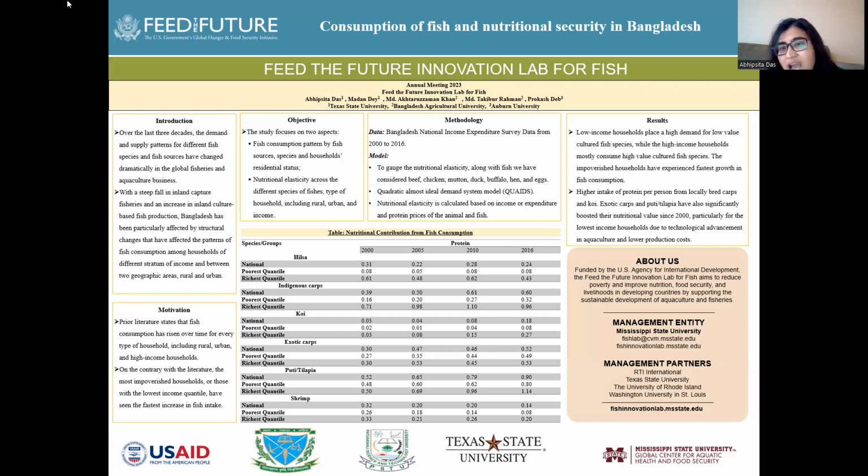We also see that there has been a higher intake of protein per person from locally bred carps and koi, and the exotic carps and tutti and tilapia species have also significantly boosted their nutritional value since 2000. What is the reason behind this? The reason is that there has been a technological advancement in aquaculture, and that has reduced the production cost. Because of this reduction in production cost, the lowest income households have been able to afford those exotic carps and the tutti and tilapia. So it has reached not only the high-income households, but due to technological advancement, it has been able to reach the lowest income households also, and it does play an important role in attaining nutritional security in Bangladesh.